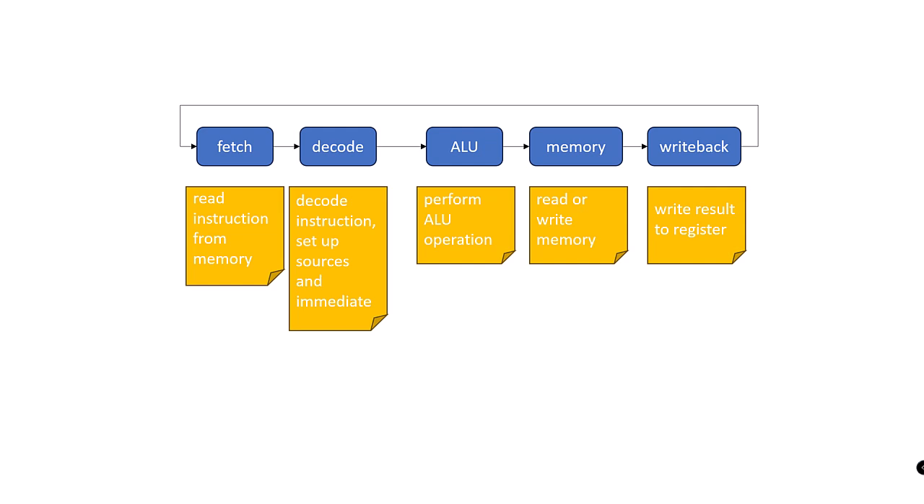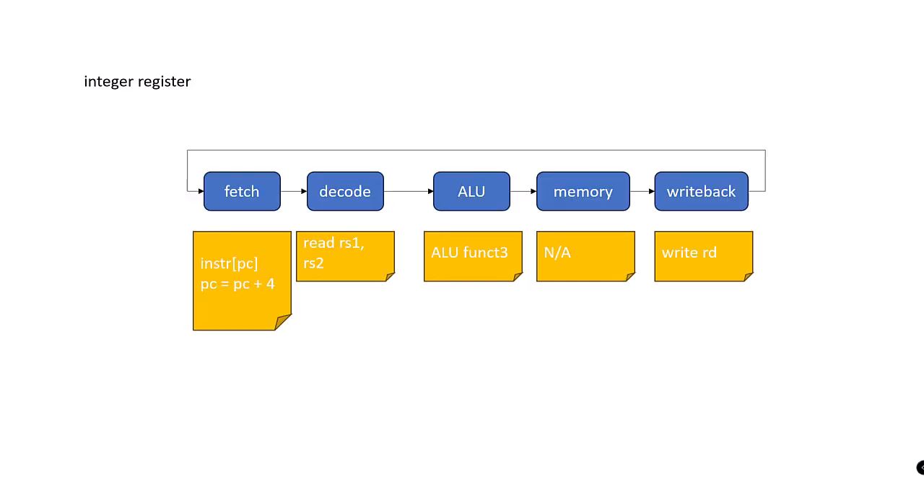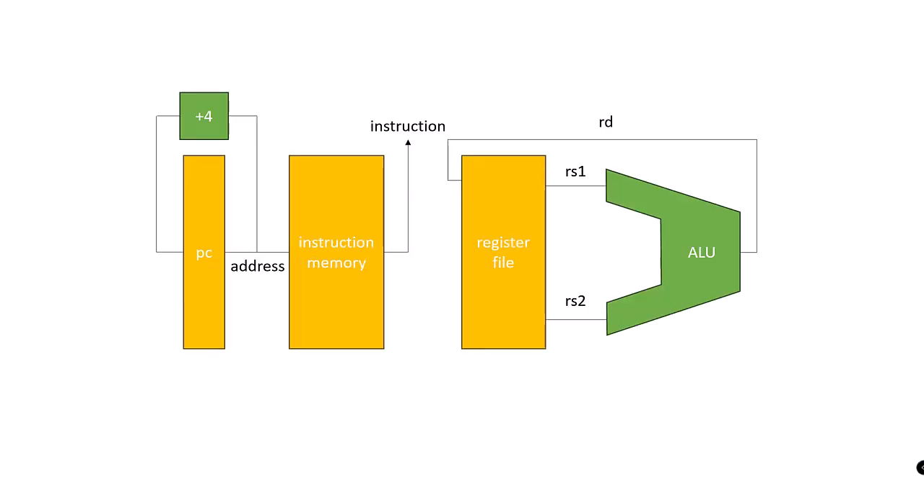We'll look at the datapath and controller for several categories of instructions. We'll first design a separate controller and datapath for each instruction, then put them together. Here's an integer register operation. The instruction is first read from memory. The two source operands are read from the register file. The appropriate function is performed on the source operands based on the func3 field in the instruction. No memory operation is needed. Writeback writes the result to the destination register. The program counter PC is incremented by 4. This data path allows the execution of the integer register operations.